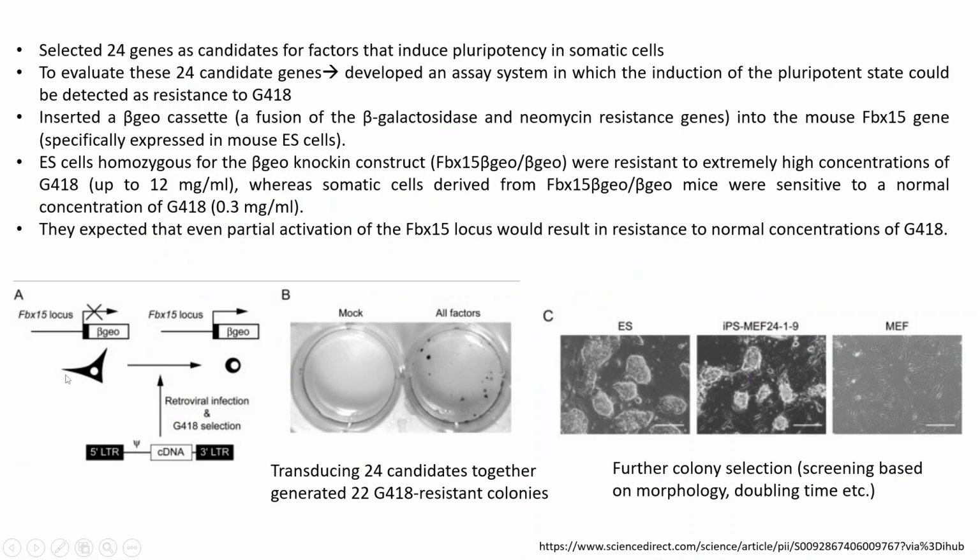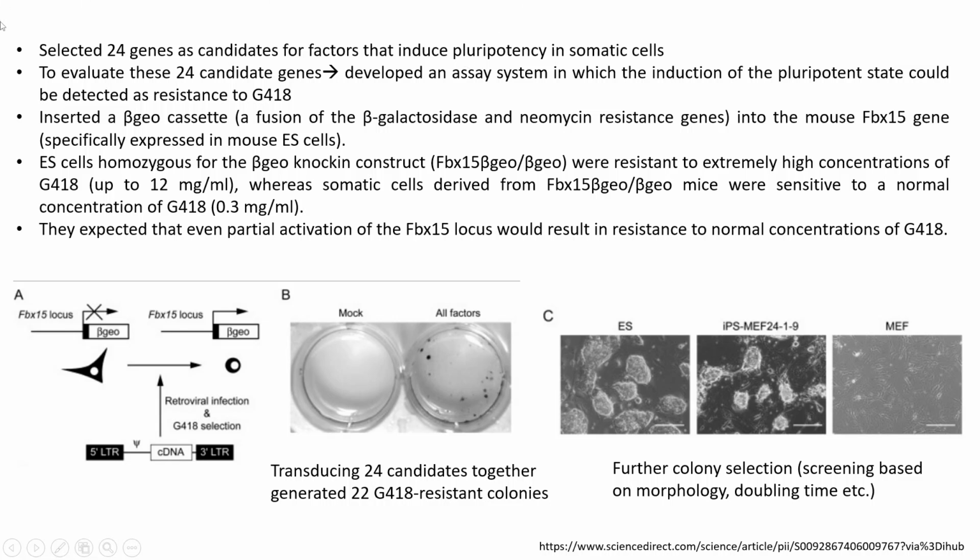Okay, so what did they first do? They selected 24 genes as candidates for the factors that induce pluripotency in somatic cells. So remember, they're trying to figure out what are these different factors that are present in embryonic stem cells or oocytes that essentially make them able to induce pluripotency.